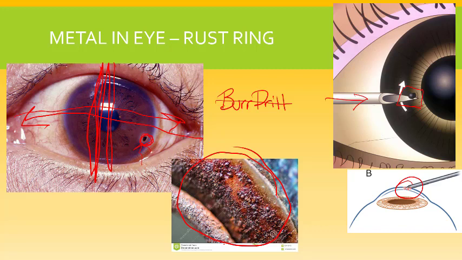If you can at least get the piece of metal out, usually the patient can follow up the next day with an ophthalmologist and have the rust ring cleaned out if they can follow up. If they can't follow up, if it's a weekend or a holiday, this might be something that you should call your local ophthalmologist about and see if they want to open up their clinic for them or not.